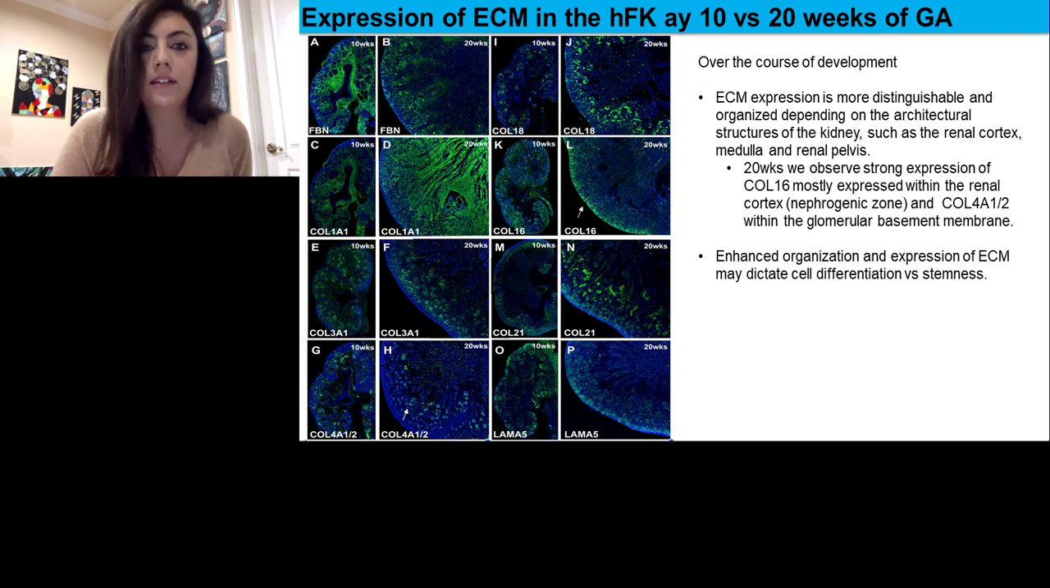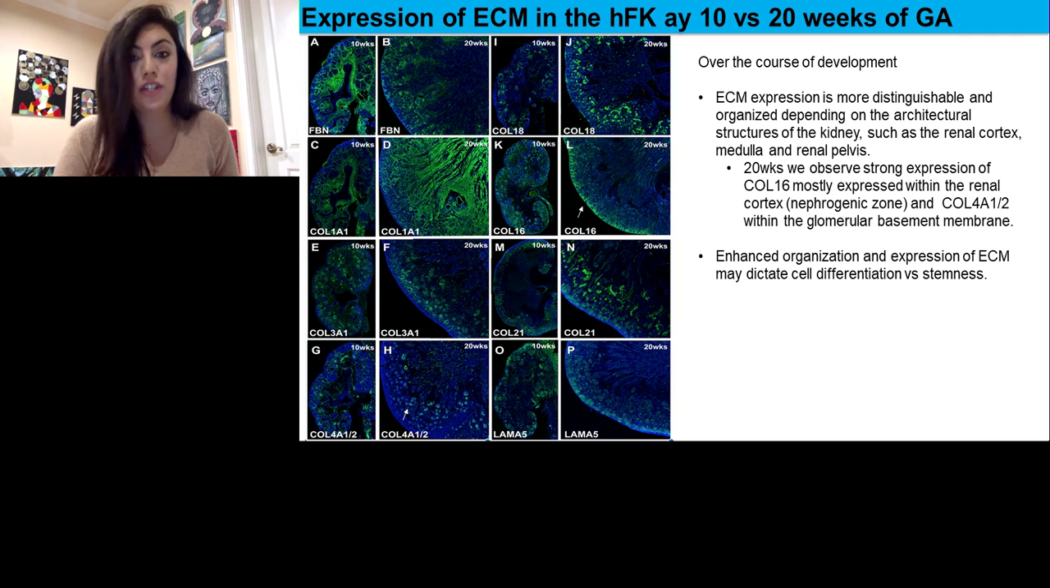And we've done immunofluorescence staining at 10 weeks, shown in A, C, E, G, I, K, M, and O, and 20 weeks staining shown in the rest. And what we could see is that over time, we do see changes in the distribution of the extracellular matrix expressed. For example, for fibronectin in A and B, at 10 weeks, we see the deposition of fibronectin throughout the fetal kidney. However, at 20 weeks, we can see more specification, mostly in the cortex of the kidney.